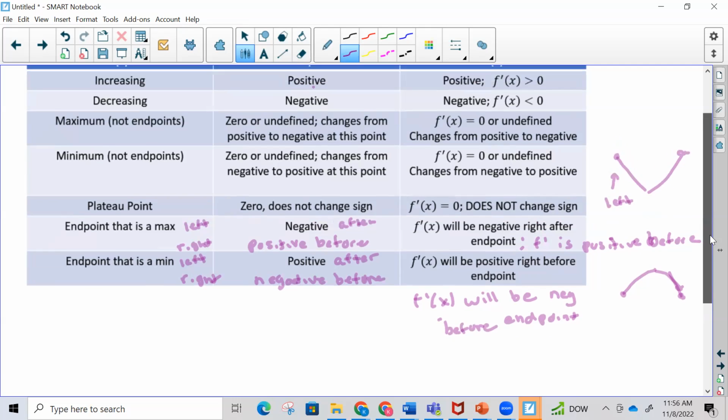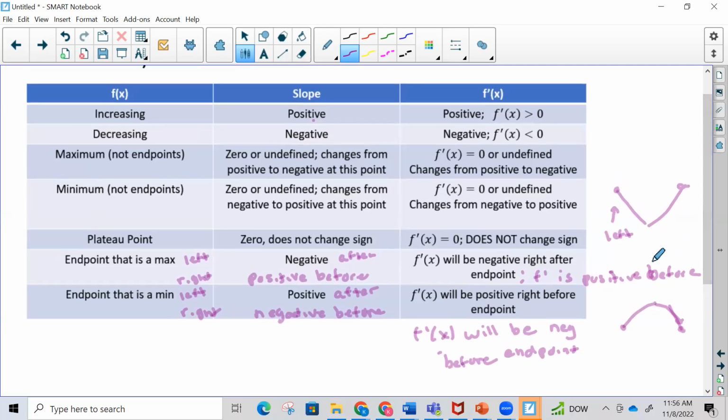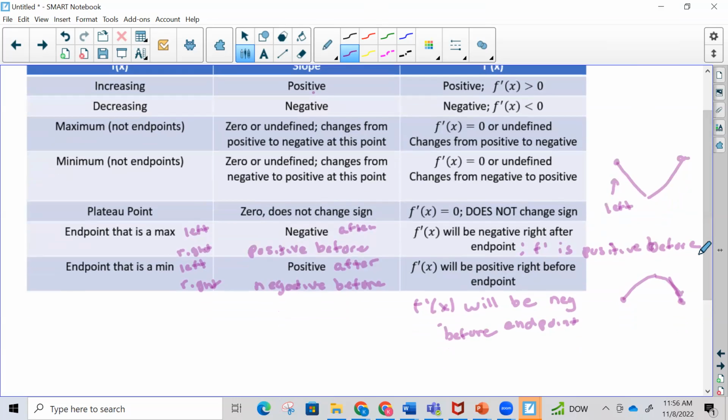In terms of like the endpoints and a lot of this, I feel like it's easiest not to memorize it, but to just look at a graph and think about what is the relationship and how do they relate.